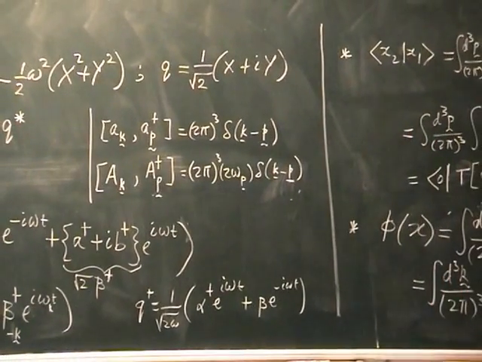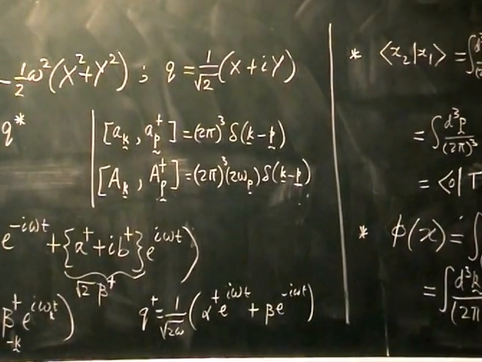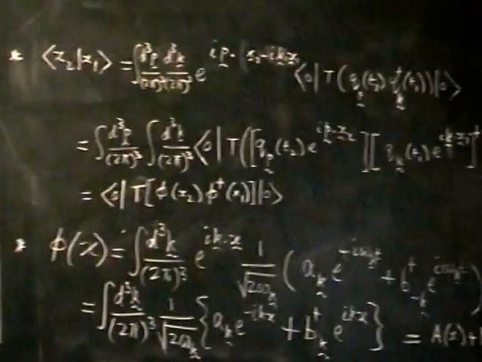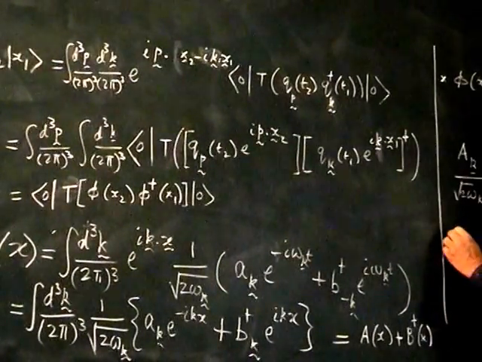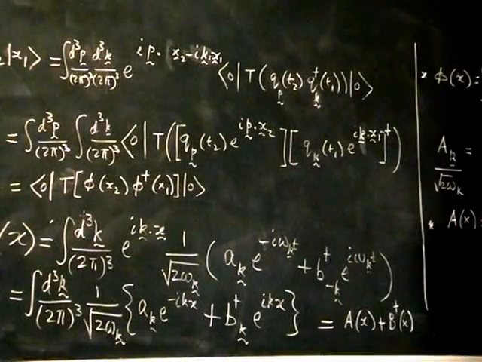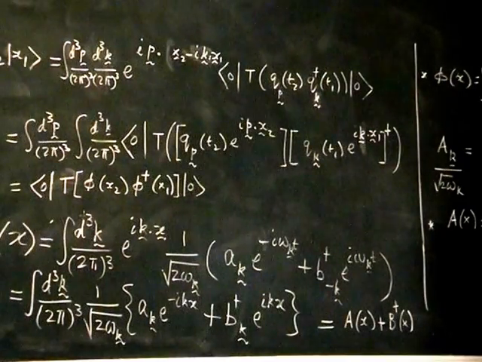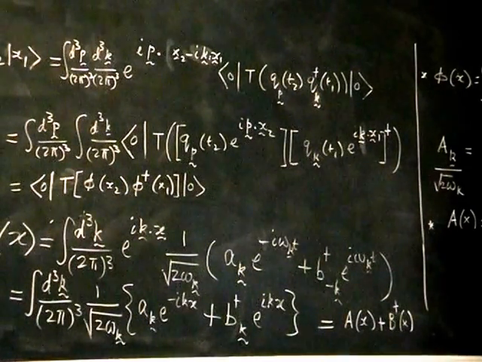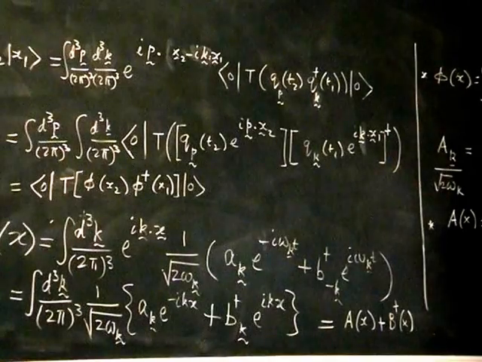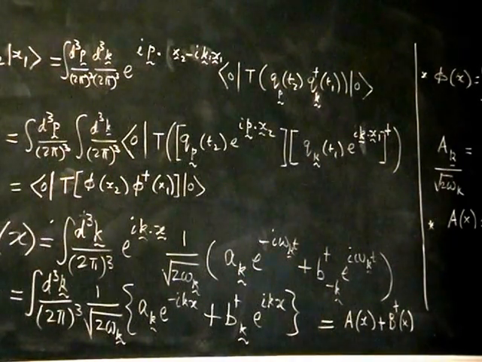So what we have shown is that I could have written the same thing as some A of x plus b dagger of x, where just like this field, A of x is integral d3k. I'm going to use one more notation, d omega k, a_k e to the minus ik.x.